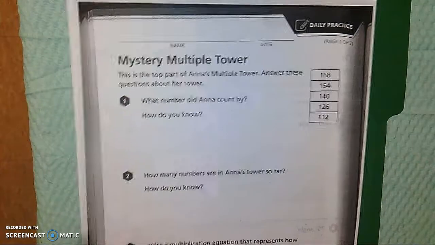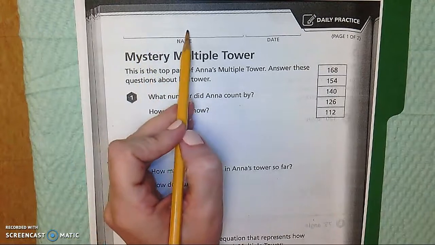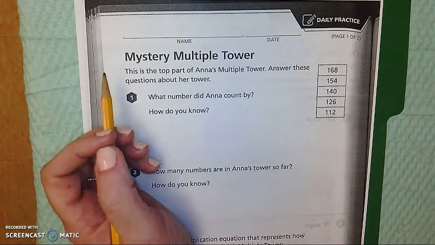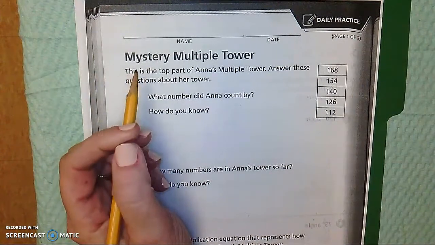Hello, fourth graders, and welcome to the answers to your workbook pages 230, 231, and 232. Please make sure that you have your name on the top of your papers because you will be tearing this out and turning it in the completed work bin.